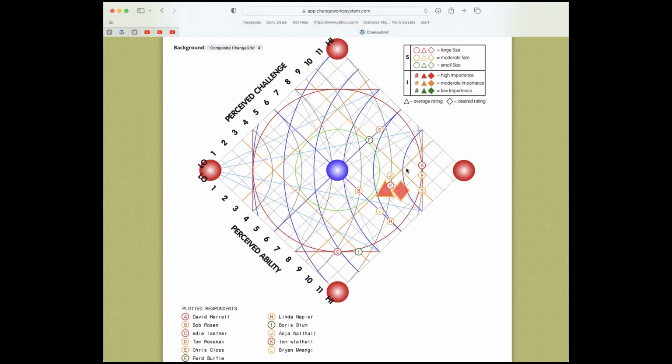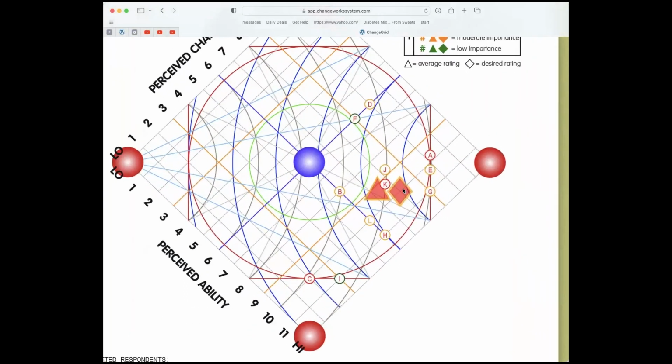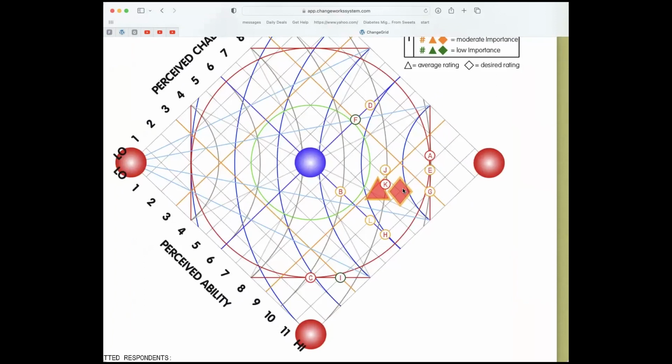Agree, disagree? Where are you guys at on it? Agree. No, I agree. But T, with your explanations, I'm going to start probably guessing at my change grid responses as opposed to just doing it off the top.